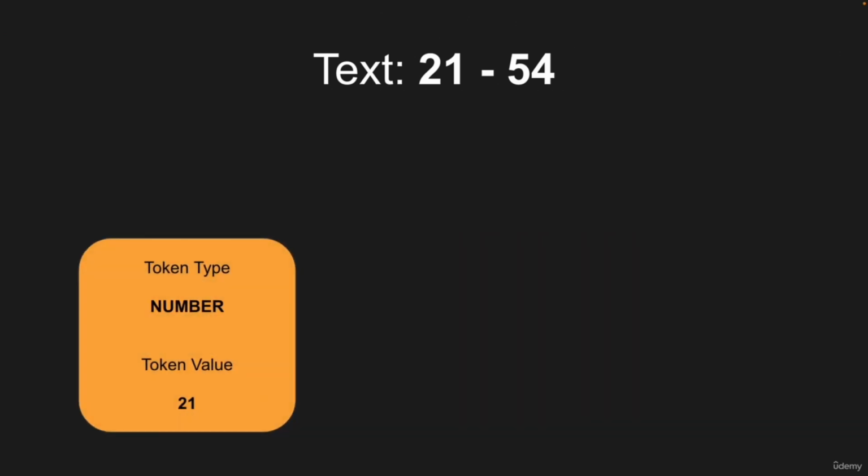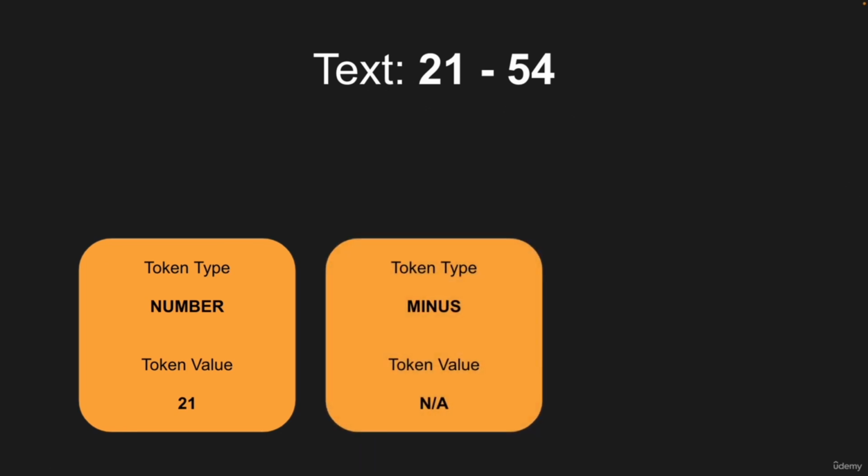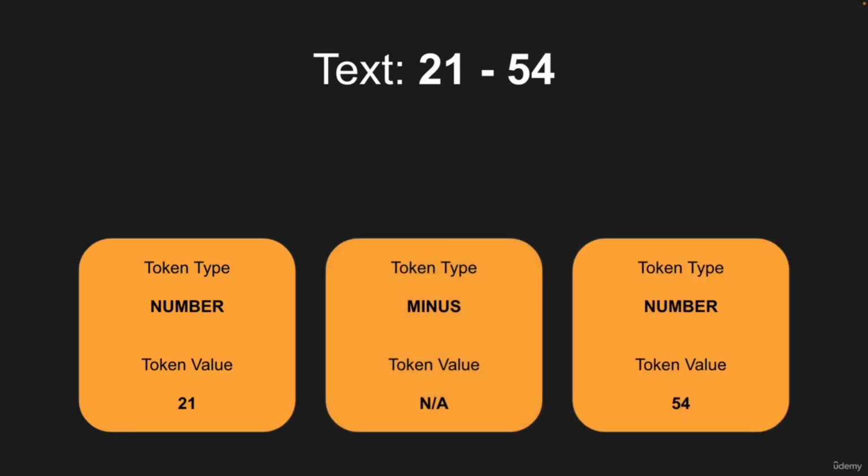Let's say we have a subtraction sign instead, or a minus sign. It's still the same thing, except the token type will be a minus instead of a plus. Token type number, the token value is 21. It's all ordered correctly from left to right. Token type minus, and the token value is NA because we already have enough information. And then token type number, a value of 54.